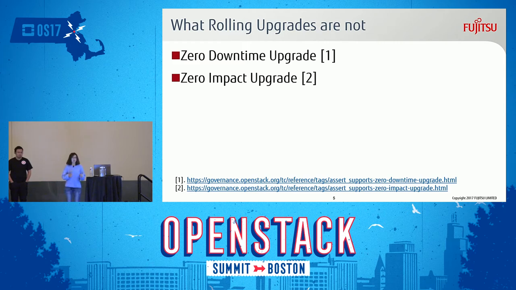And if we want to ensure that the users are not affected by this upgrade at all, we call it a zero impact upgrade. So bear in mind that in the OpenStack world, we have three tiers of upgrades: rolling upgrades, zero downtime upgrades, and also zero impact upgrades.